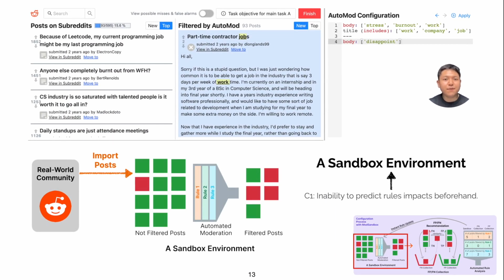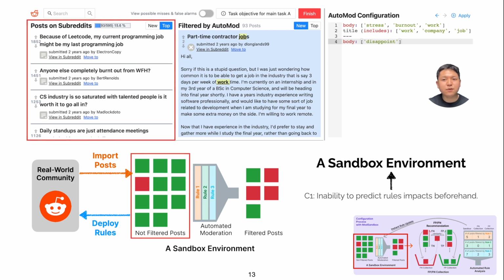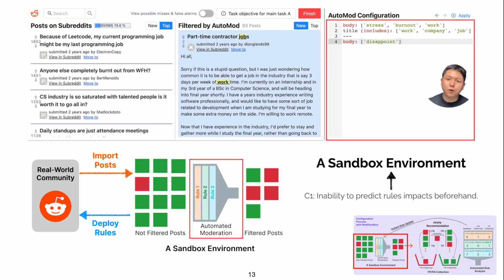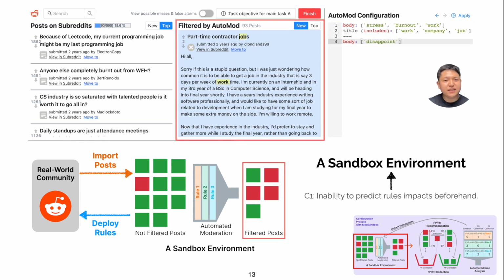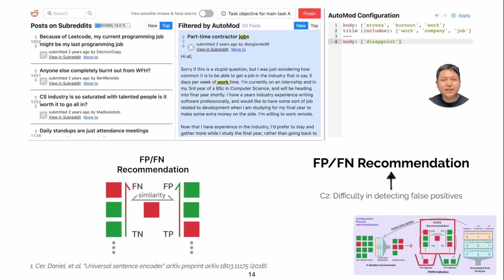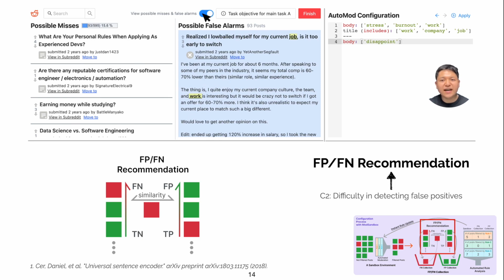First, a sandbox environment enables moderators to test their automated rules before deploying them in the community. They can import posts, write rules, and check the expected result without impacting the real-world community. Second, ModSandbox introduces a new sorting method for false positives and negatives called FBFN recommendation. When users enable the FBFN recommendation feature, ModSandbox sorts posts to quickly identify potential false positives and negatives.